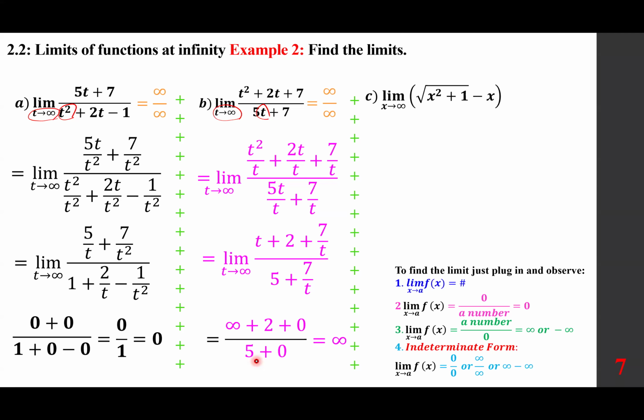The limit of the square root of x squared plus 1 minus x as x approaches infinity. If you plug in, you get infinity minus infinity. And we are going to use a technique. What technique? Because it involves a square root, we're going to use the conjugate. You recall that the conjugate of a minus b is a plus b. The product is a squared minus b squared. So the conjugate of this is itself, you change this to a plus sign. So you're going to multiply and divide by it.